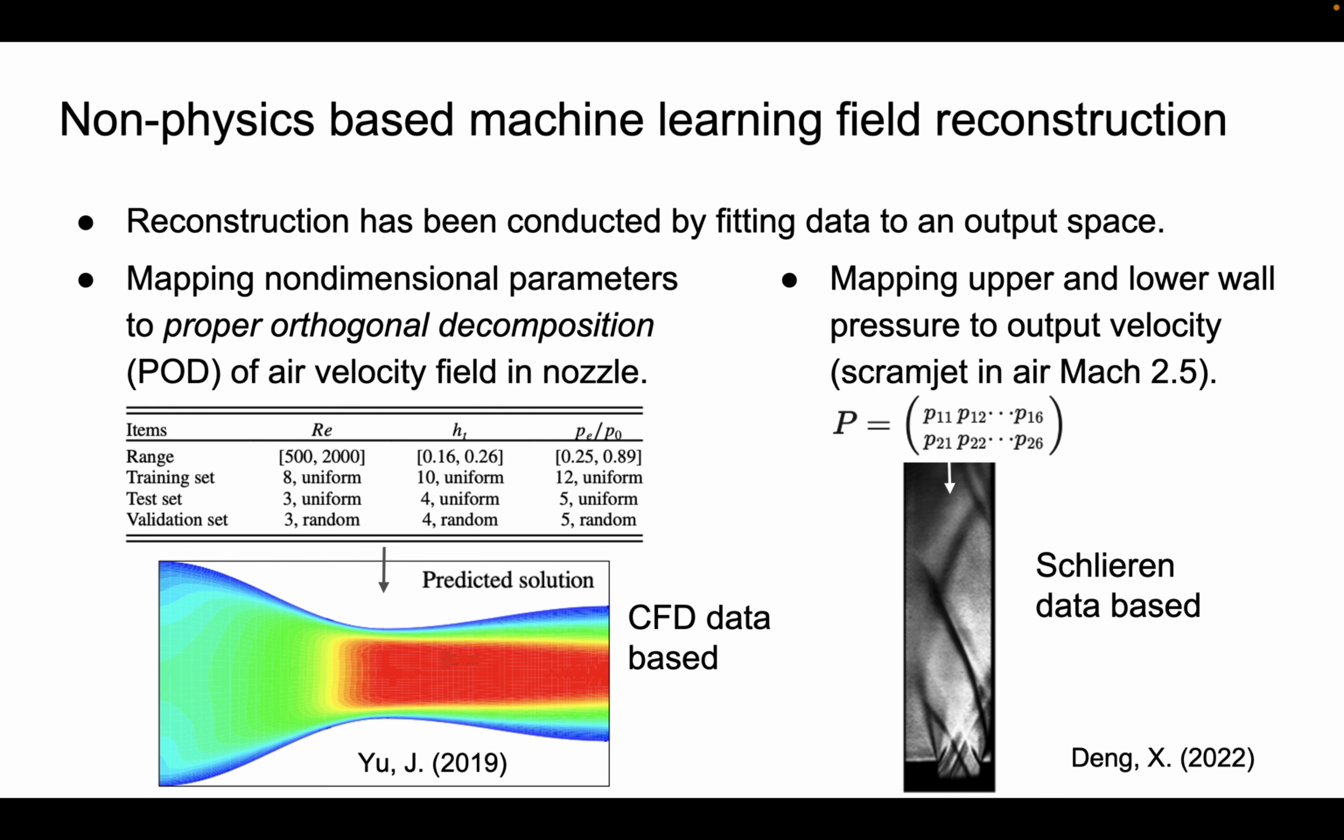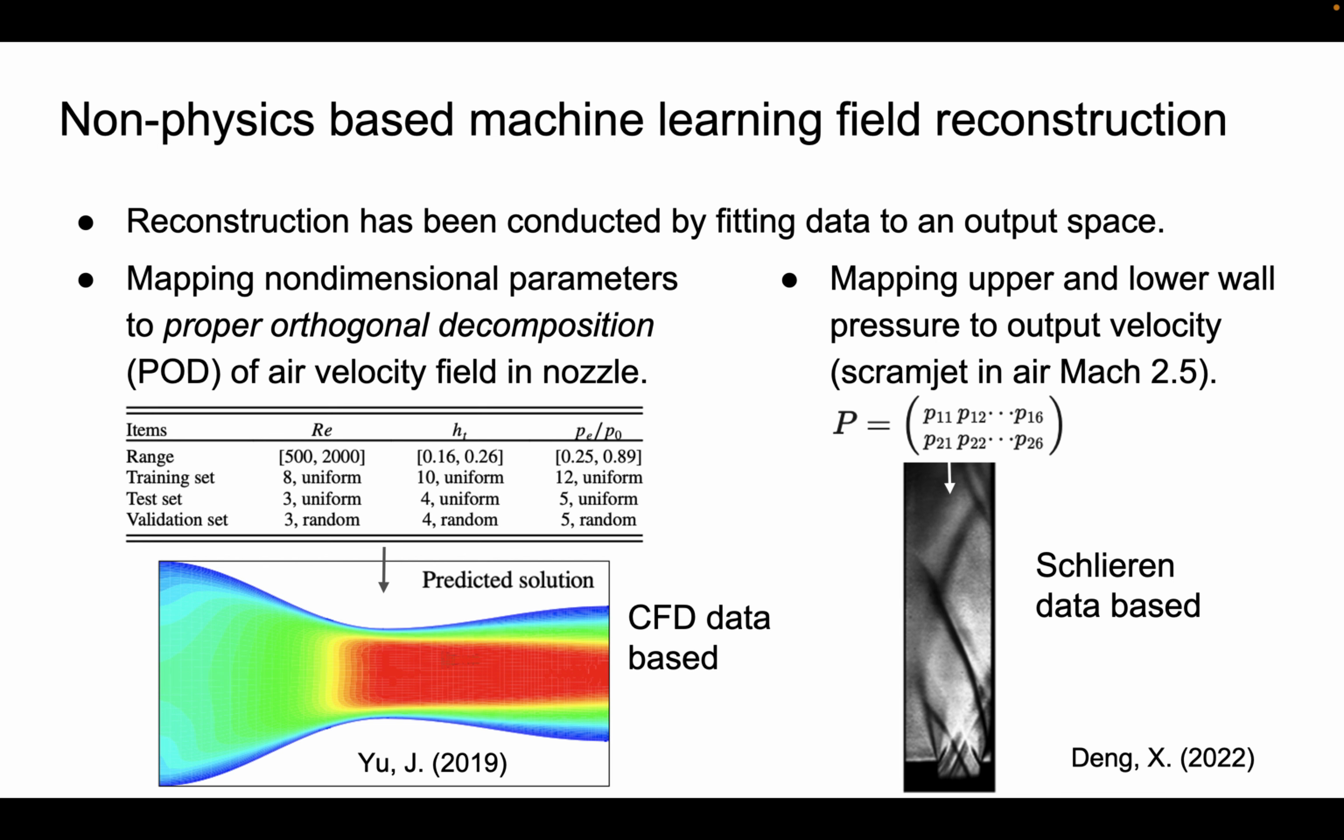The one on the left, we have an input of the Reynolds number, H of t, that's the throat cross-sectional area, and then some pressure ratio, right? So going from that would be a 3D input space to the predicted results shown here. They're actually predicting the air velocity within the nozzle itself.